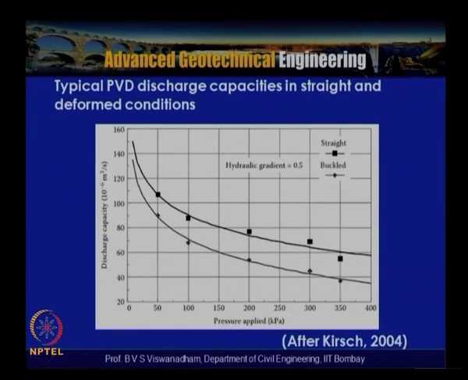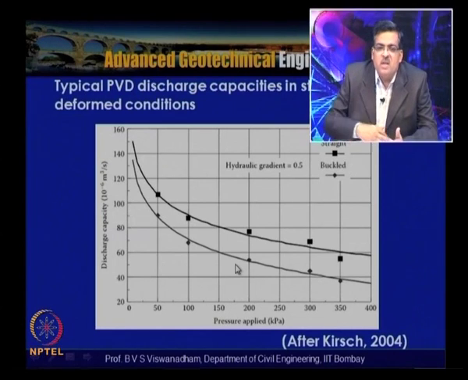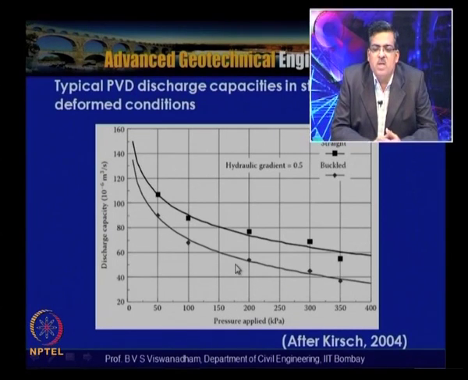So here you can see that under pressure, at 150 kilopascals, the discharge capacity is around 16 times 10 to the power minus 6 meter cube per second, whereas this one is about 80. That means there is a reduction of the discharge capacity because of the straight and buckled conditions. So we have to ensure that these discharge capacities are adequate for the soil conditions. All these conditions need to be considered.